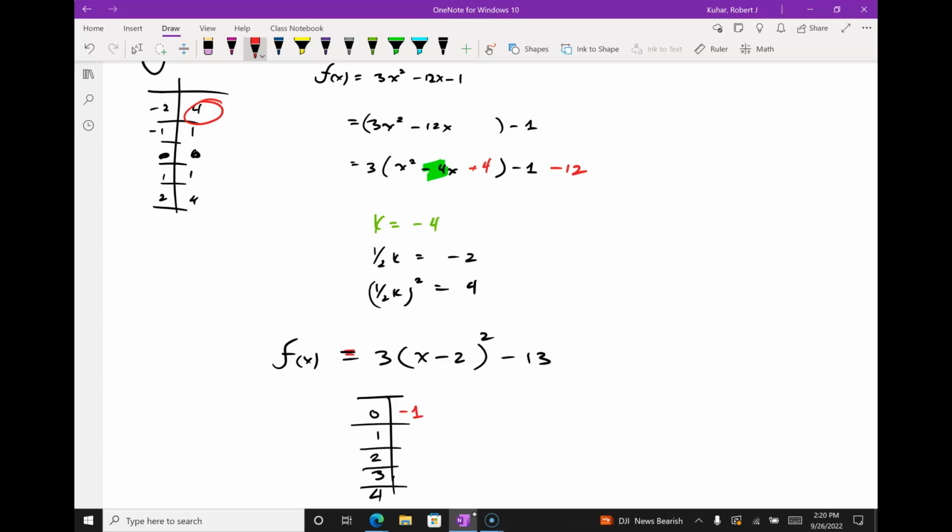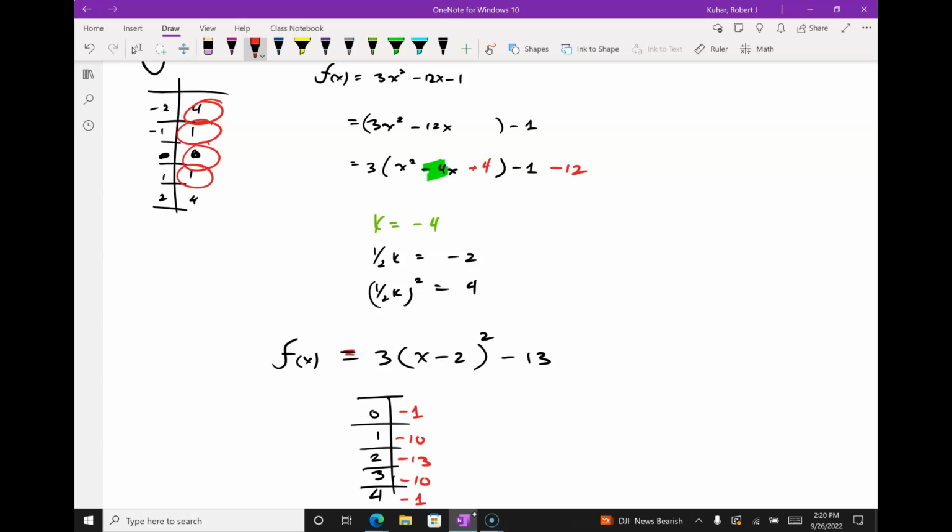Negative 1. Multiply my y value by 3. 3, subtract 13, negative 10. Multiply my y value by 3. 3 times 0 is 0, subtract 13. Multiply my y value by 3. 3, subtract 13, negative 10. Multiply my y value by 3, that's 12, subtract 13. Look at the symmetry on both graphs, right? They're both x squared functions, right?